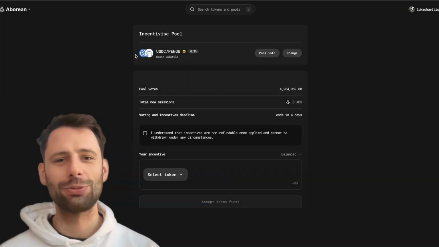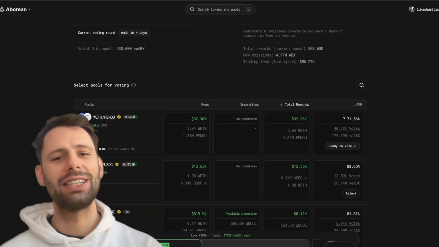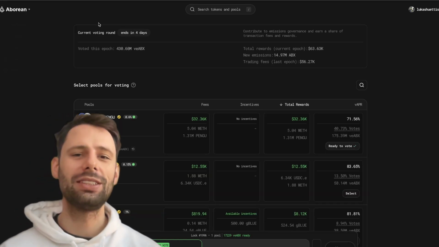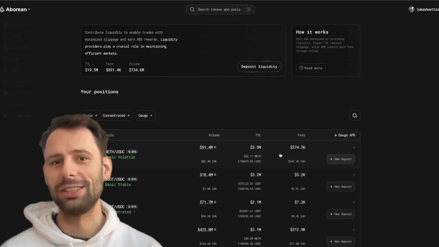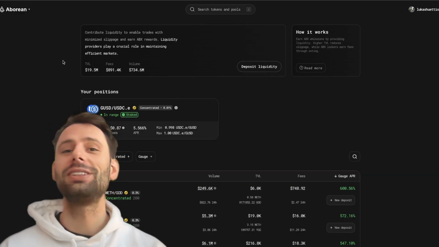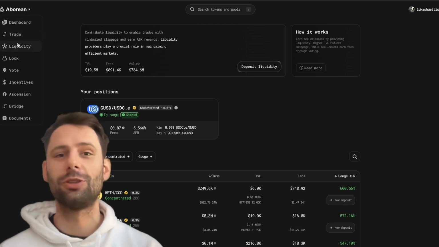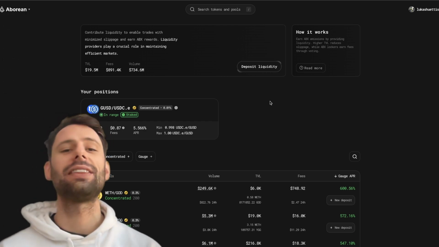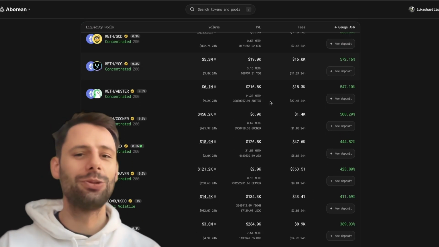Let's go over this once again. You vote, and that leads to emissions. The emissions attract more liquidity because people want those emissions as rewards. Then liquidity increases the volume on the chain and on Aborean Finance, and this is good for both Aborean and Abstract, and that volume generates more fees. So you see how the flywheel works there.